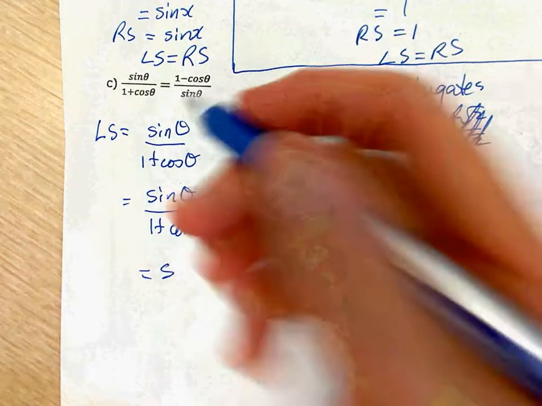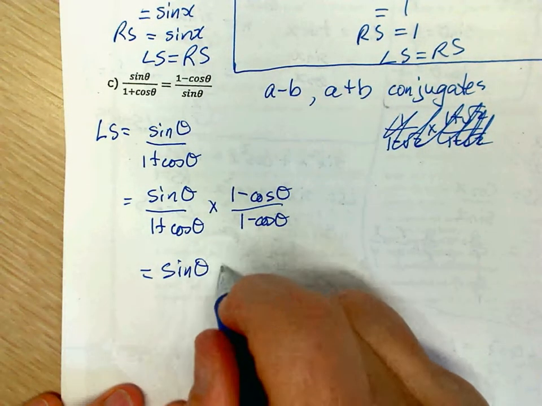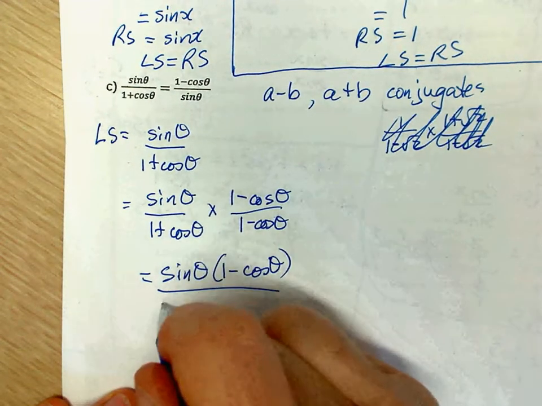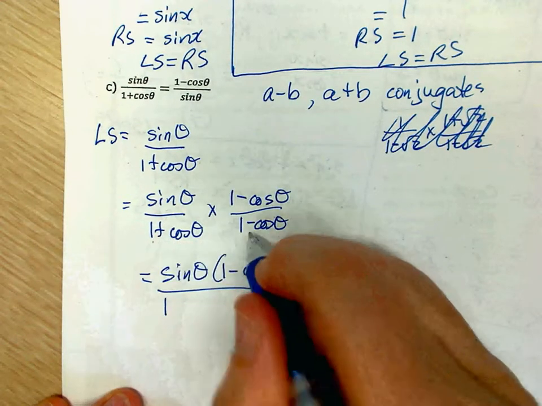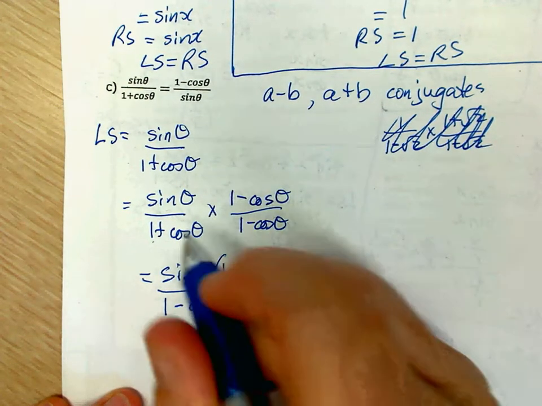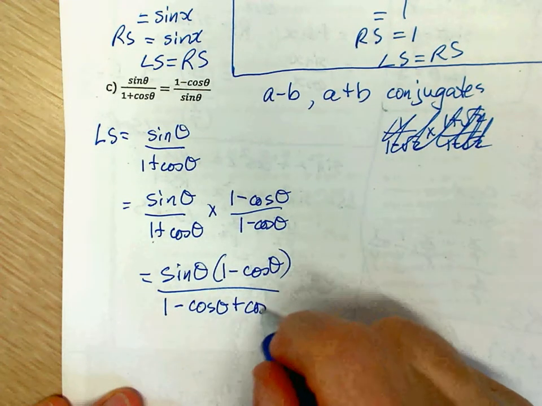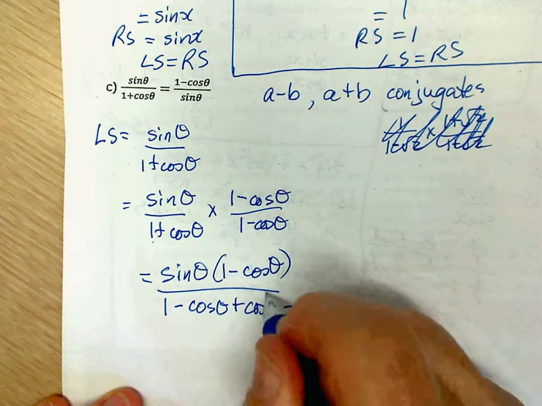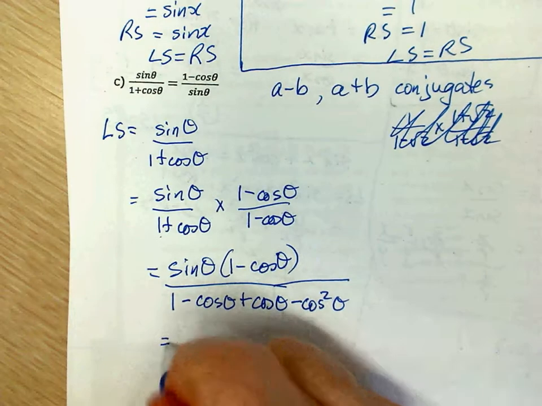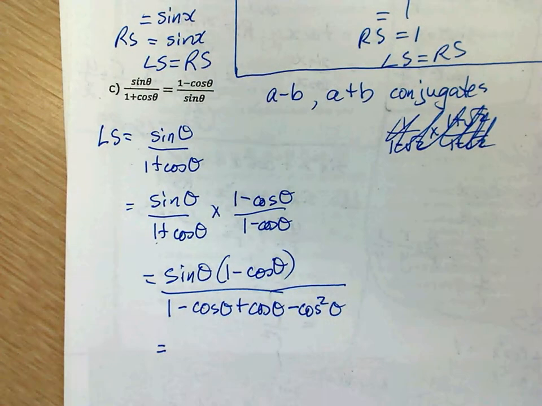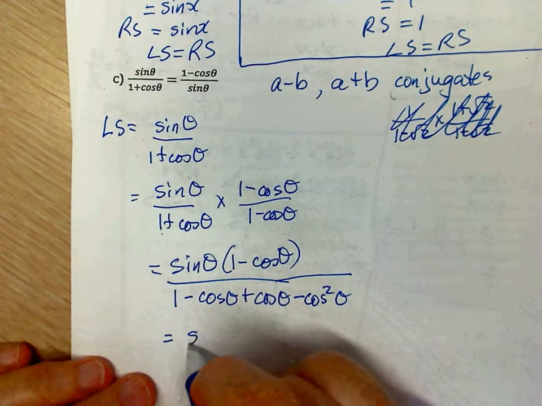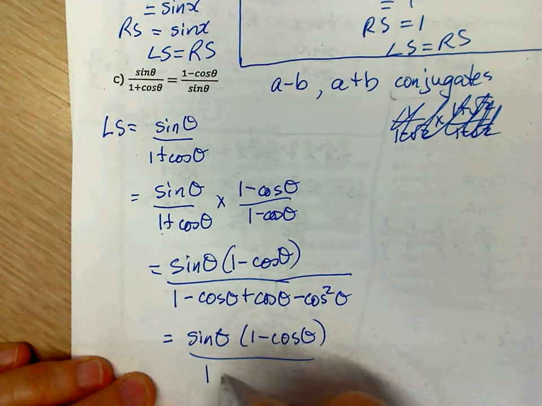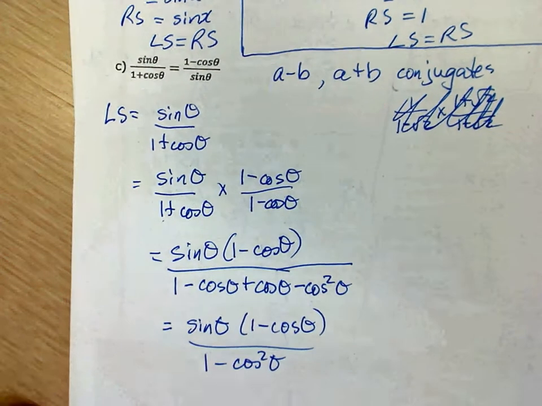Sine theta times 1 minus cos theta all over, we have the FOIL, right? 1 times 1 is 1. 1 times minus cos theta is minus cos theta. Cos theta times 1 is plus cos theta. Positive times the negative is minus cos squared theta. So that is 1 minus cos squared theta. So far, so good? Because minus plus, that's just 0.